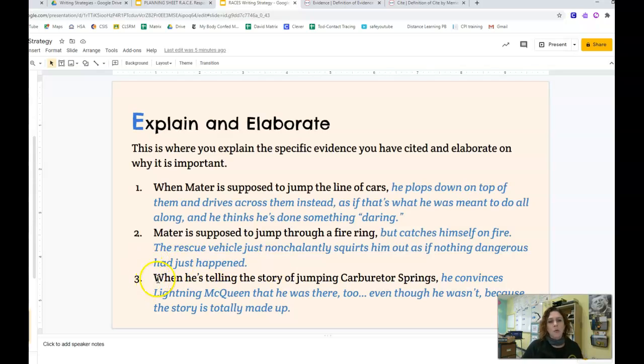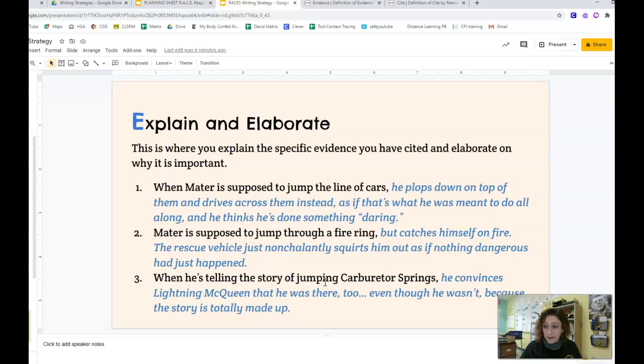So Mater, when he's telling the story of jumping Carburetor Springs, convinces Lightning McQueen that he was there too, even though he wasn't, because the story is totally made up. It's a tall tale. Lightning McQueen is like, you did what? And then Mater's like, oh, you were there too. And he's like, I was? Which is so ridiculous and silly, because we know Lightning McQueen wasn't there, and Lightning McQueen knows he wasn't there until he's told otherwise.